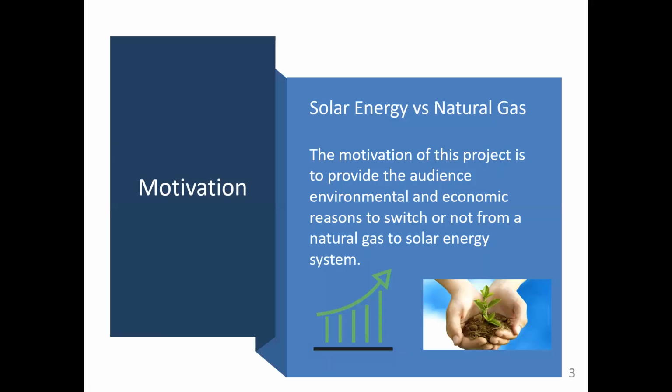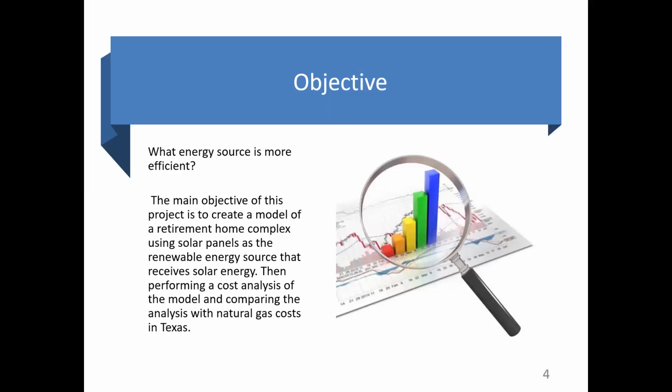So the motivation. The motivation of this project was to provide the audience the economic and environmental reasons to switch or not from a natural gas system to a solar energy system. The objective. So the objective of the project was to create an engineering model of a solar energy system in Simulink, then perform a cost analysis of the solar energy system and compare it to a regular natural gas system.